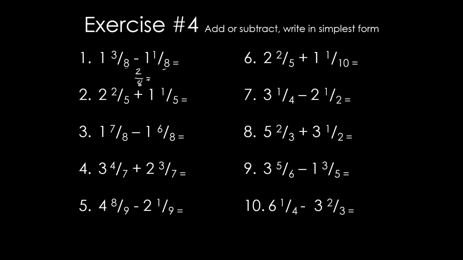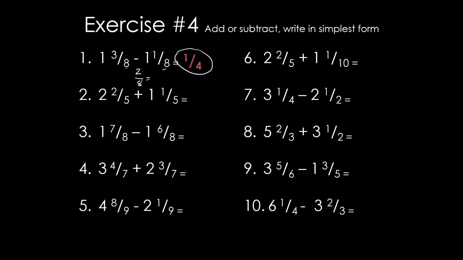But as you notice, again, si 2 over 8 ay hindi pa siya simplest form. They are still divisible by 2. So 2 divided by 2 is 1 and 8 divided by 2 is 4. So our final answer is 1/4. Okay, next. 2 and 2 fifth plus 1 and 1 fifth.